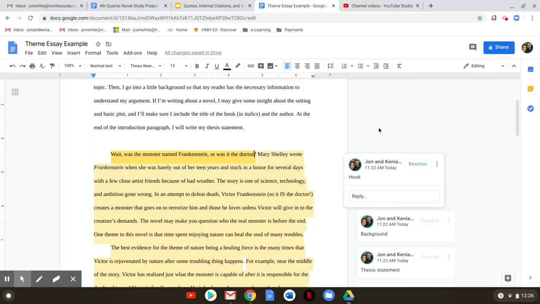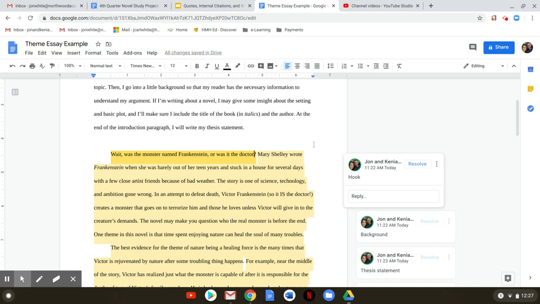So this sentence here: Wait, was the monster named Frankenstein or was it the doctor? If you've ever heard about the story Frankenstein, people have trouble remembering if the monster's name is Frankenstein or if that was the doctor. And so here's just a question at the beginning as a little bit of an incentive to keep the reader reading, a little bit of a hook.